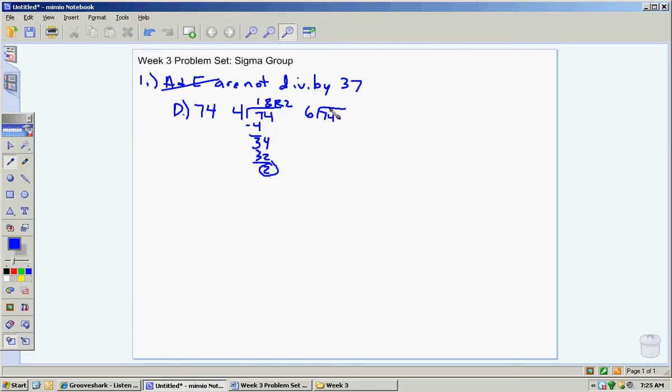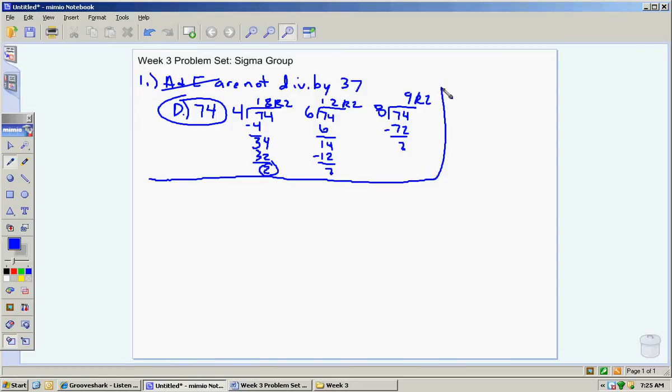Let's see, we got a 1 there. Bring everything down, we got 14. 6 into 14 is 2, which is 12. Subtract, and we get a remainder of 2 there as well. And finally, we'll check 8. 8 into 74, 9 times, and that's 72. Subtract that, and we get a remainder of 2 there as well. So in fact, D is our answer. Even if we couldn't get to that answer, we were able to cross out A and E pretty easily without even understanding how remainders work.